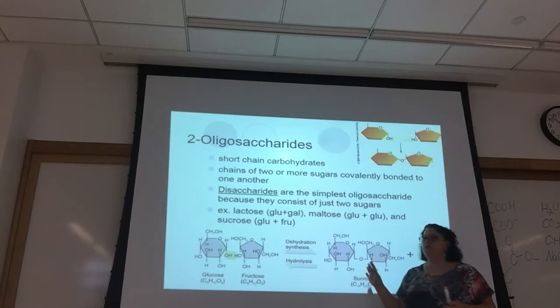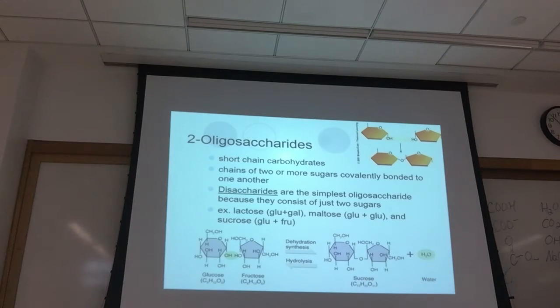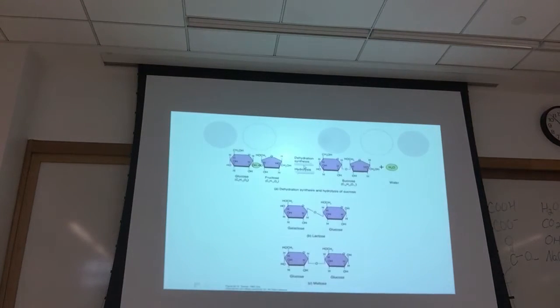Okay, questions on the oligosaccharides or monosaccharides? You can see lactose here, we were talking about that before. This is again the bond that's difficult to break in someone that's lactose intolerant. Maltose is another example of a disaccharide.